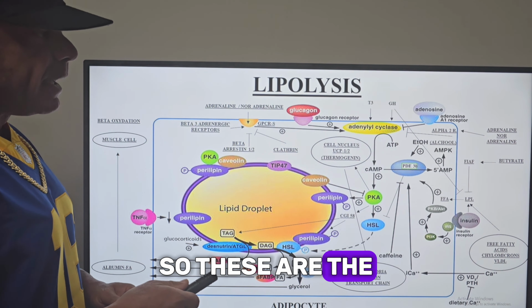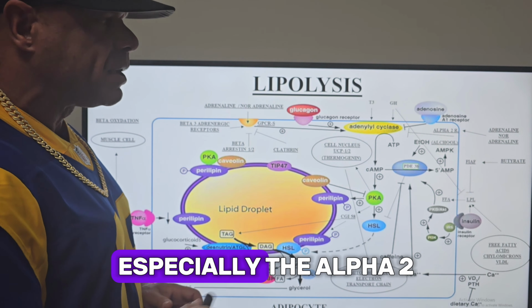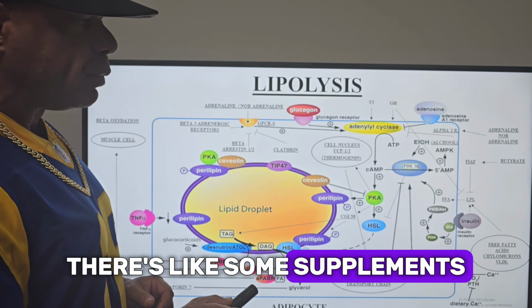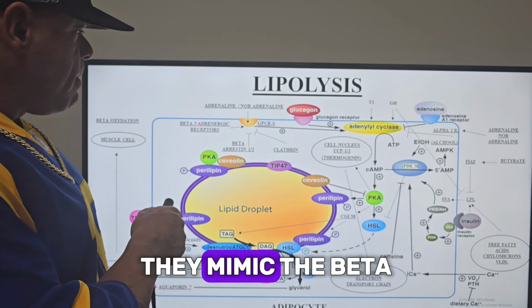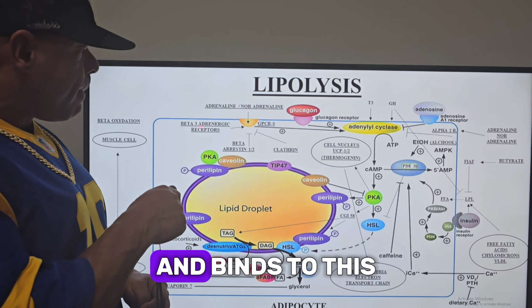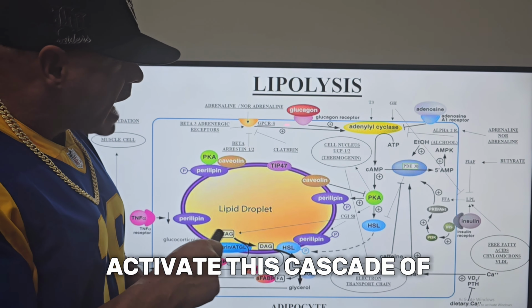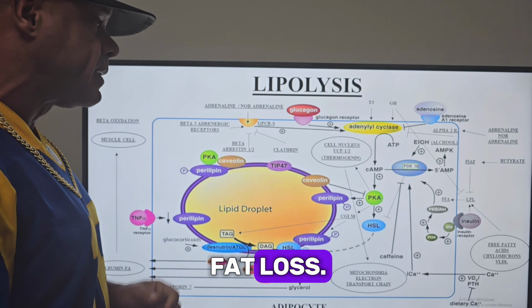Also, we have the alpha receptors. So we have the beta receptors, beta adrenergic receptors, and you have the alpha receptors, especially the alpha 2. That's why some supplements that we take mimic the beta 3 adrenergic receptors. For example, clenbuterol is a preferential beta 2 agonist, but also acts on the beta 1 in the heart and the beta 3 on the fat tissue. That's why one of the mechanisms of clenbuterol and ephedrine is exactly to mimic the adrenaline and bind to this beta receptor to activate this cascade of fat loss.